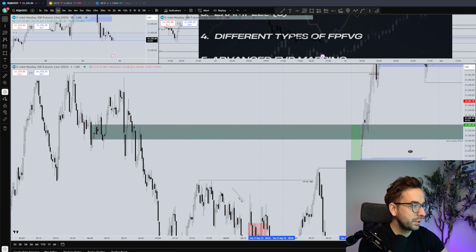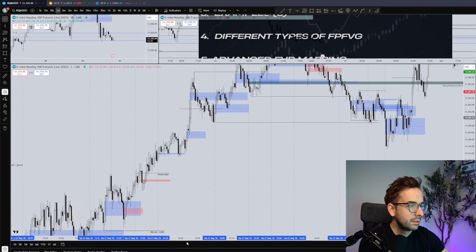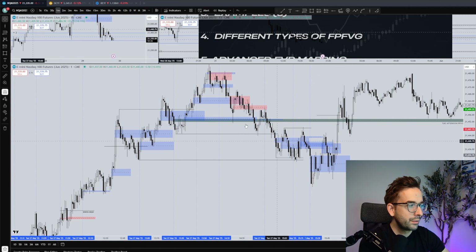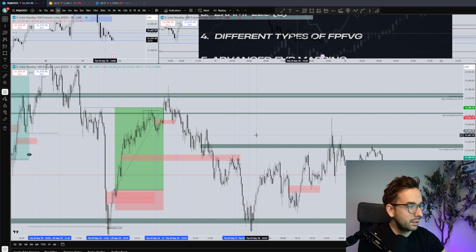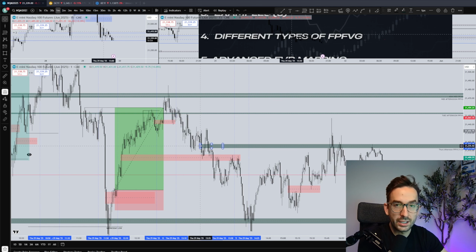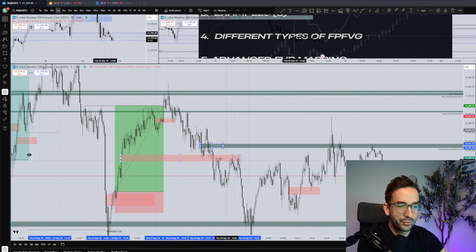And the last one that you can use here is the afternoon session fair value gap. You can see here, for example, how price is respecting this fair value gap. The last version of the fair value gap that you can use is the afternoon first presentation fair value gap. So it's the one that forms at 1:30 or later.